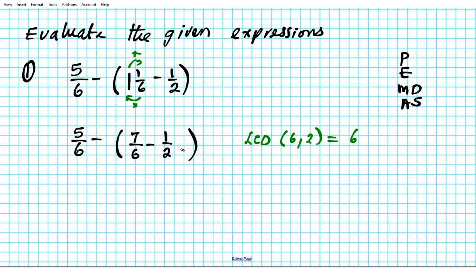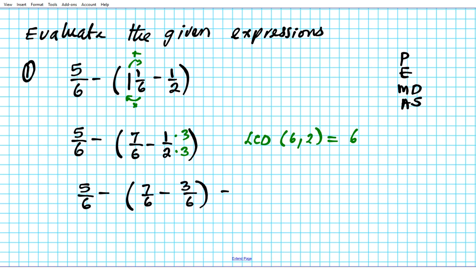Alright, so let's go ahead and express these two as equivalent fractions with a denominator of 6. This already has 6 as a denominator. This 1/2 needs to be altered, so we need to multiply it by whatever integer results in a value of 6 in the denominator. So we just multiply by 3. That will accomplish the goal. So we have 5 over 6 minus 7/6 minus 3 over 6.